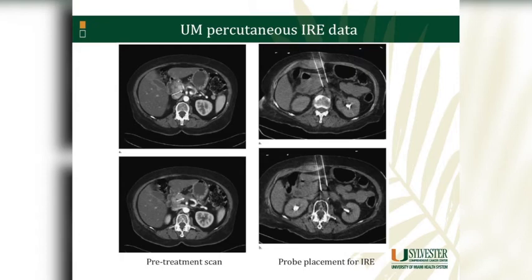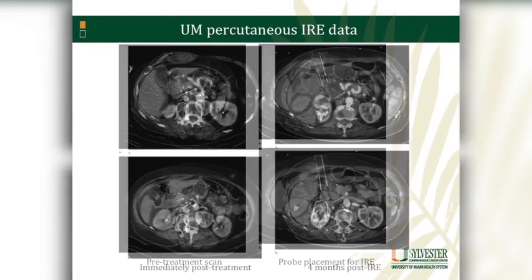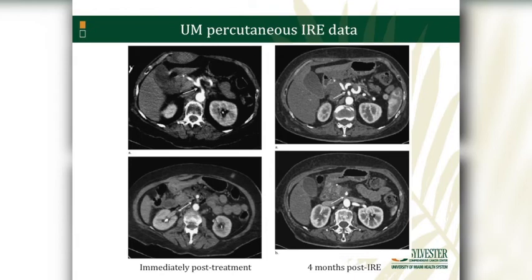So this was a case from the first paper. You can see here, I don't know how well it projects, but there's a tumor here which is involving the celiac bifurcation. You can see it right there. This patient had intensive chemotherapy up front, no evidence of disease progression. Then they had a percutaneous IRE procedure. The next slide is the immediate post-treatment. You can see that the vessel is still intact. And then this is 4 months post-IRE. You can still see some soft tissue enhancement around the celiac right there.